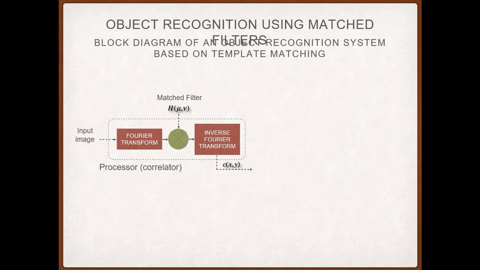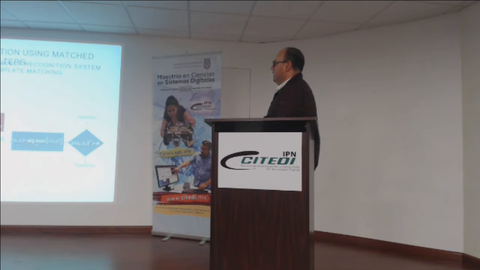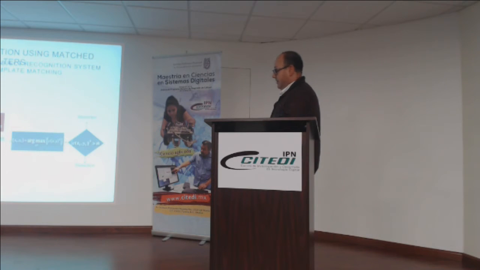And the filter spectrum is converted to the space domain through the inverse Fourier transform. And then we search for the maximum intensity value, the location of the maximum intensity value, and this is taken as the estimate of the location of the coordinate of the target in the scene. And then if this intensity value is rejected.